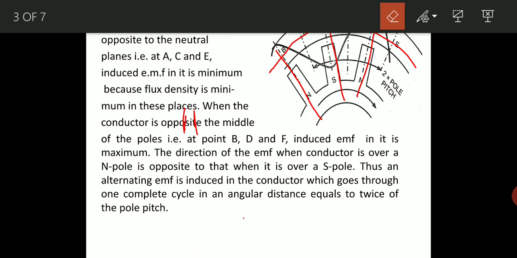It means to get one complete cycle, first the conductor passes from north to south, then south to north. So to get a complete cycle, the distance covered by the conductor is twice the pole pitch.